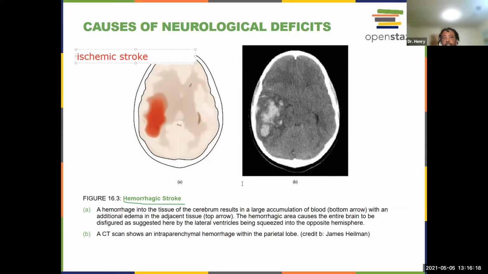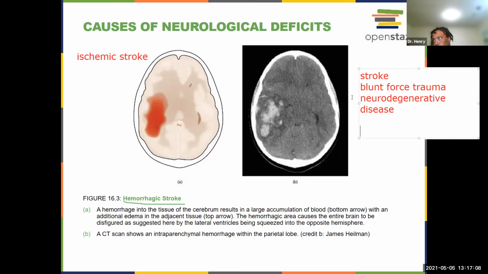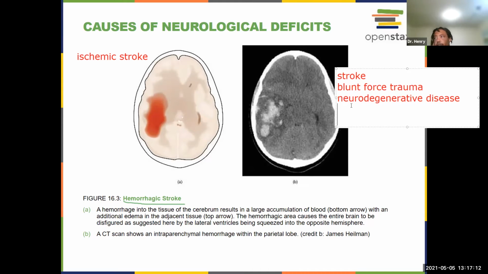So the other types of neurological deficiencies that can occur: there's stroke, there's blunt force trauma, there's neurodegenerative disorders or disease, and there are developmental disorders.